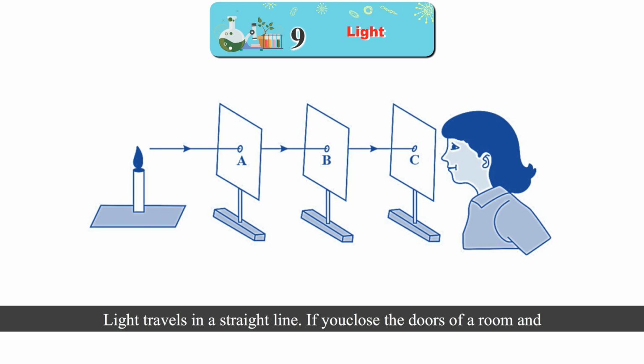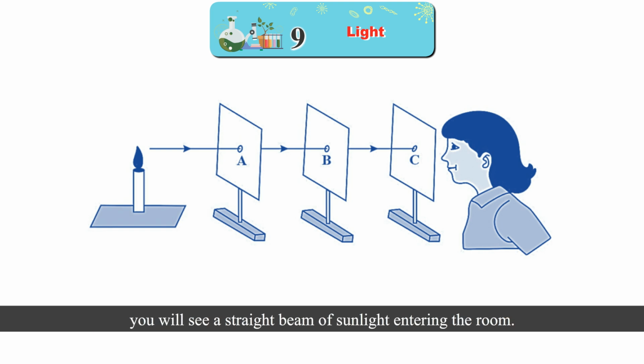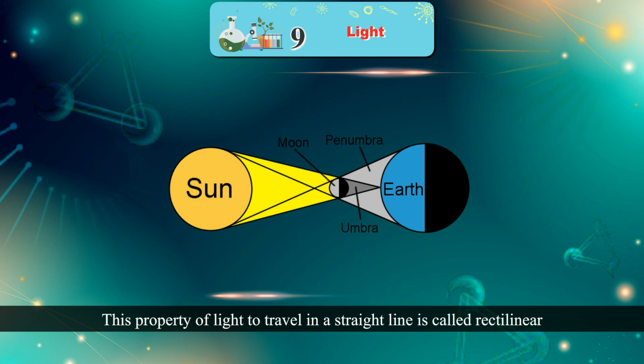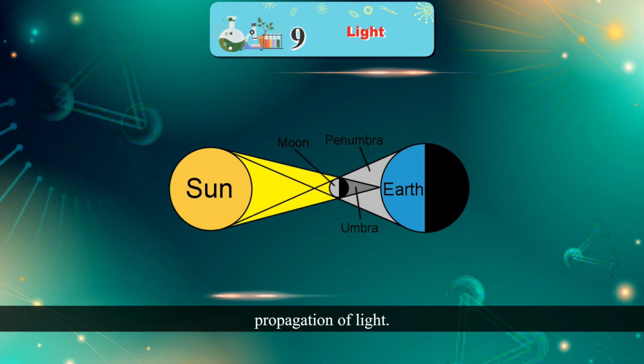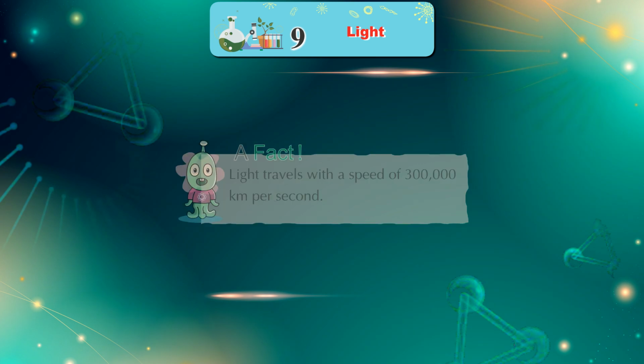Properties of light. Light travels in a straight line. If you close the doors of a room and draw the curtains and allow sunlight to enter from a tiny point, like a slit in the door, you will see a straight beam of sunlight entering the room. The property of light to travel in a straight line is called rectilinear propagation of light. Fact. The path of light is represented by a straight line with an arrow head.